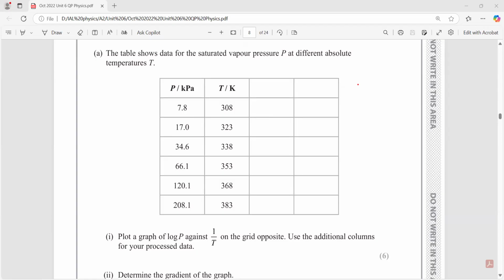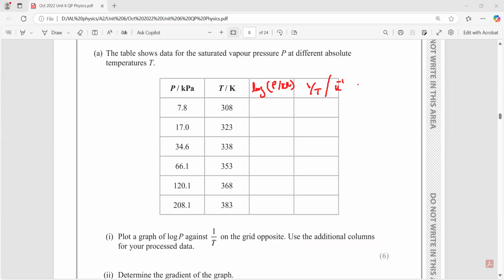No need to convert the units directly. What I will do, I will take log in a bracket P, and the unit is kilopascal. So I will just take this 7.8, and here I need 1 over T. So I will just take a reciprocal of T. And what is the unit of 1 over T? Because whenever you write a table it is always with a column heading. So 1 over T, what is the unit? It will be 1 over K, or you can say K minus 1. It's the same thing.